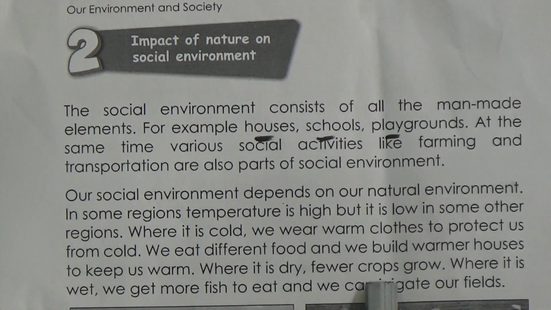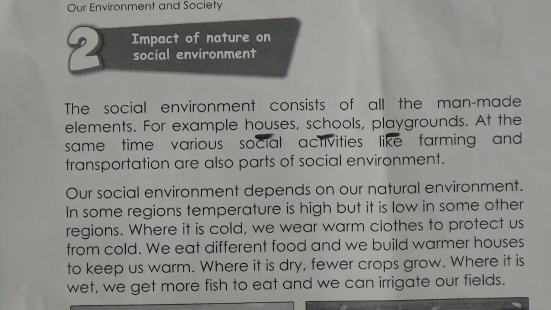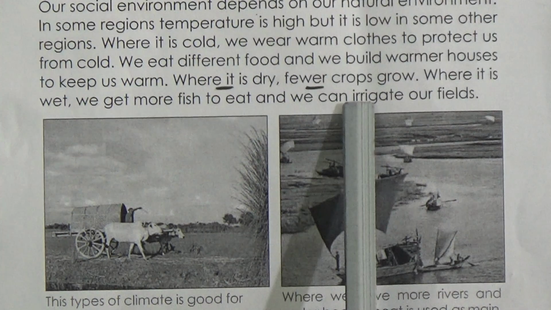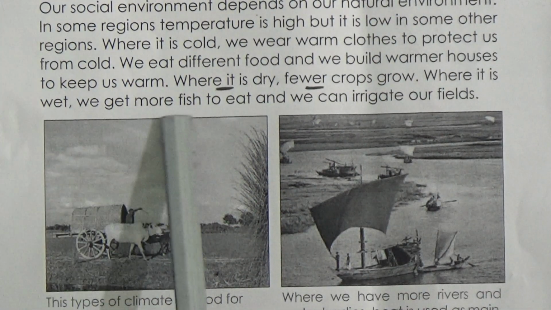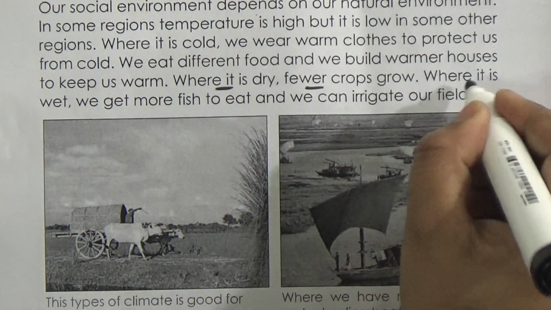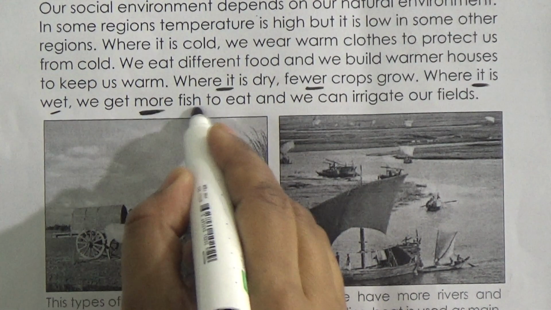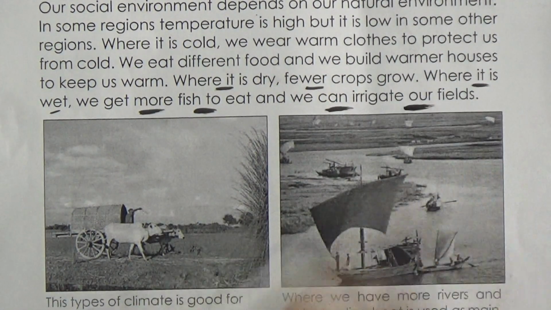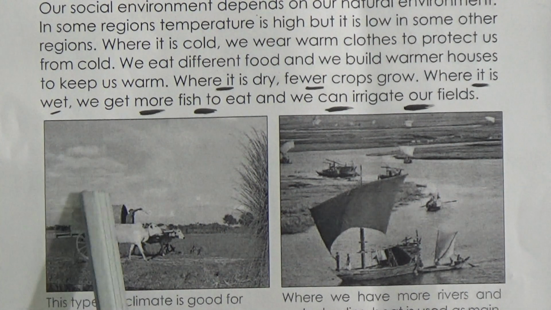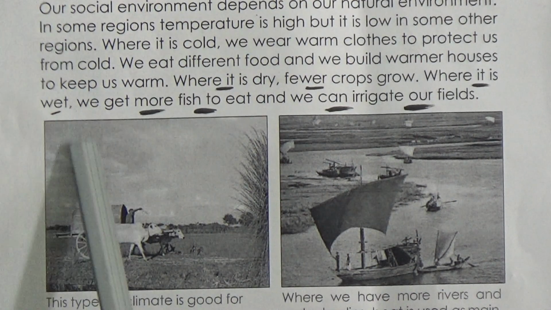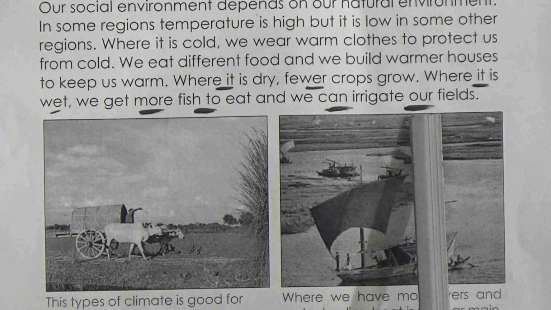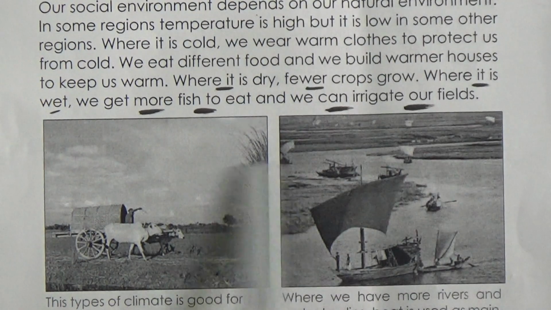Where it is dry, fewer crops grow. So you have to remember that where it is dry, fewer crops grow. Where it is wet, we get more fish to eat and we can irrigate our fields. Where it is wet means where there are many rivers, canals and ponds. In that place, people get more fish to eat and they can irrigate their fields very easily with the help of this wet weather.